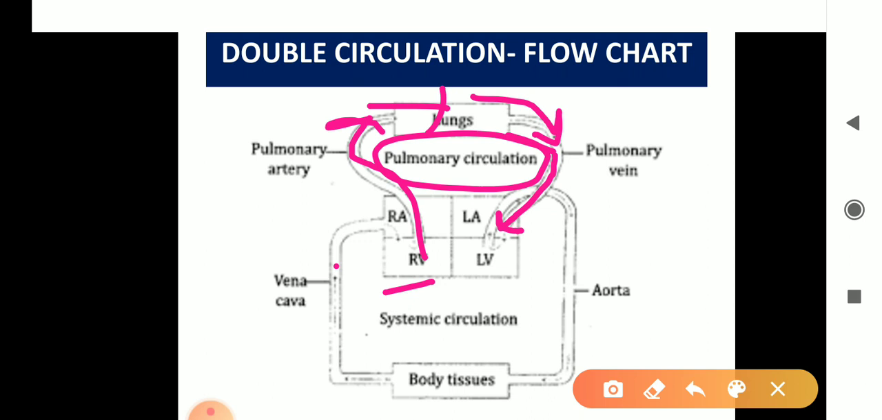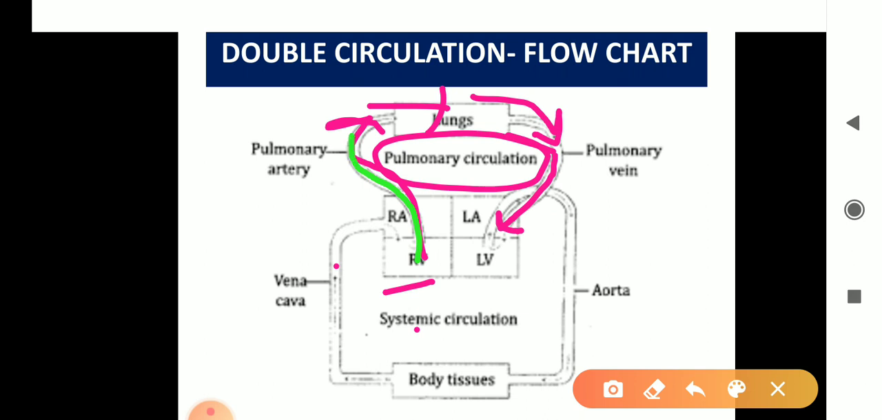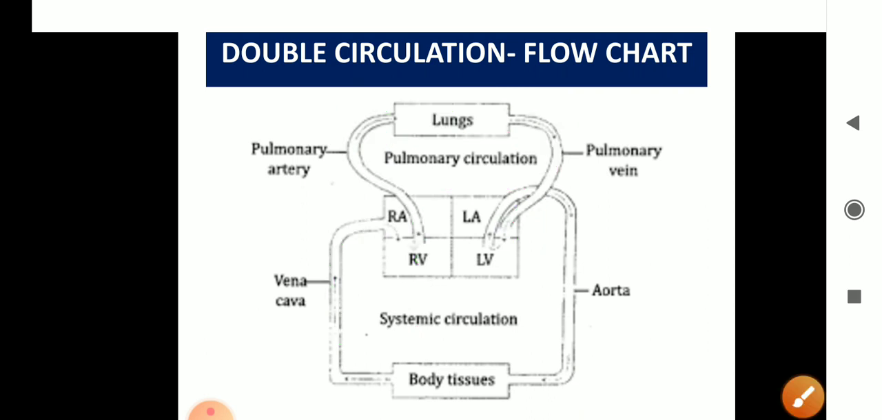Now once again you can see, it starts from the right ventricle, and from the right ventricle it goes into the pulmonary artery to the lungs, and here it becomes oxygenated. The blood which is coming from the body was the deoxygenated blood, and now it is going toward the lungs to be oxygenated, and when it becomes oxygenated, it comes back into the heart through the pulmonary vein. This is the pulmonary circulation. Is it clear to you?